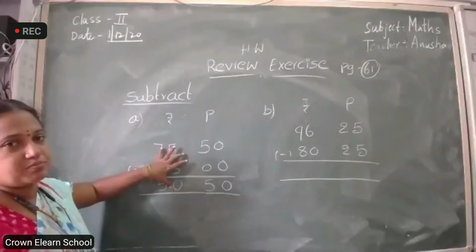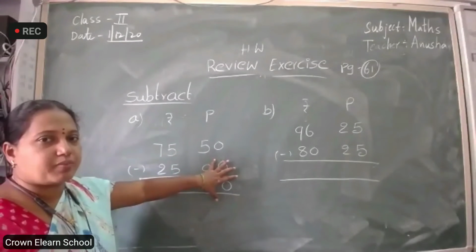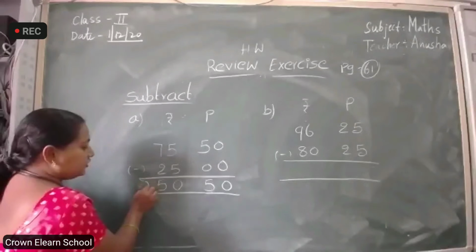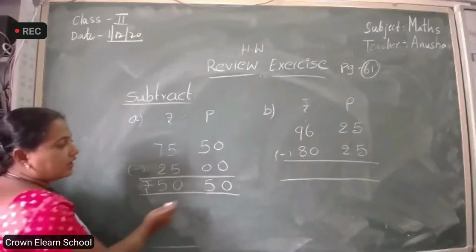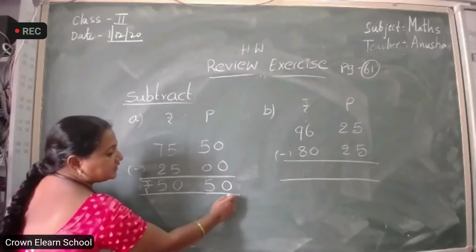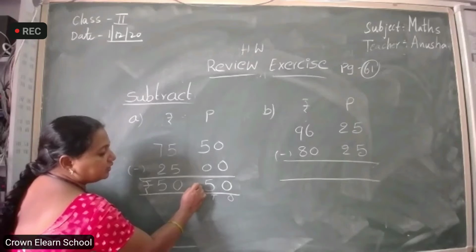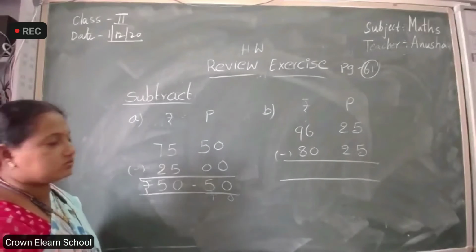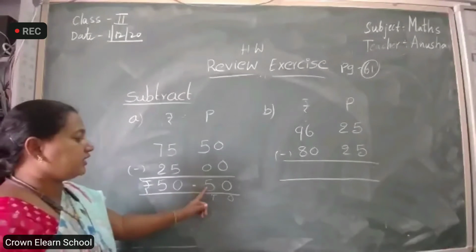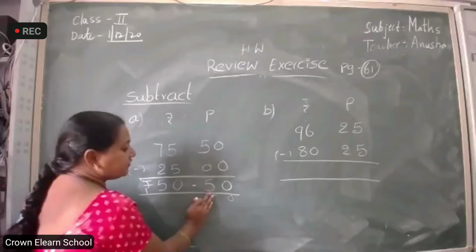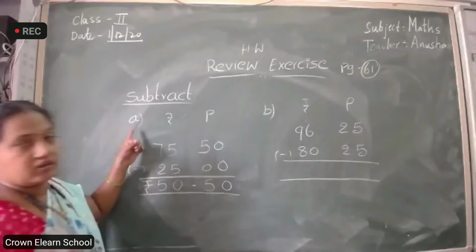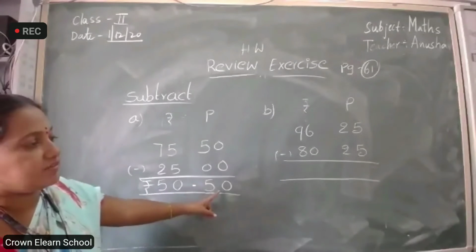This is the rupees part and this is the pies part. Together, you have to keep the rupees symbol, then the ones place and tens place. After that we have to keep the dot. Okay? 50 rupees, 50 pies. What is the first question's answer, Nana? A. 50 rupees, 50 pies.